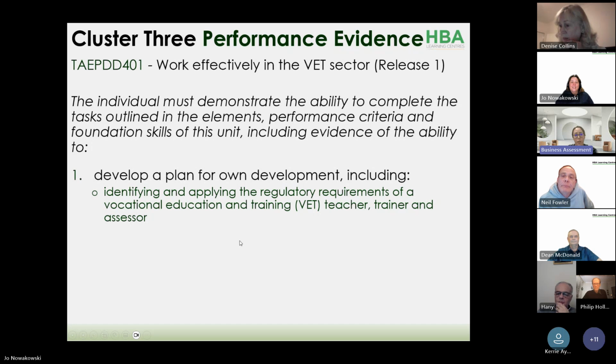The regulatory requirements of a vocational education and training teacher, trainer, and assessor. Do you mean, so would that be development? Maybe? Sorry, I don't know who was answering first. Can you try again? Sorry. I mean, did you mean the self-development? Yeah, I was just asking, what are the regulatory requirements of a vocational education and training teacher or trainer and assessor? Melissa? That you're qualified to teach?